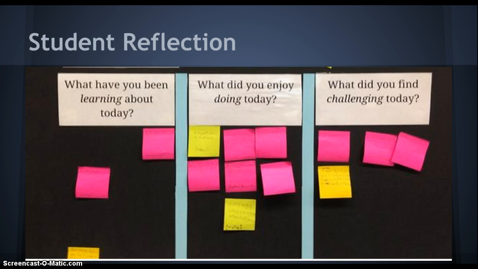The following slide discusses one teacher's way of how students reflect every day in the classroom. They answer the questions, what have you been learning about today? What did you enjoy today? And what did you find challenging? This information then helps guide the instruction for the following day.